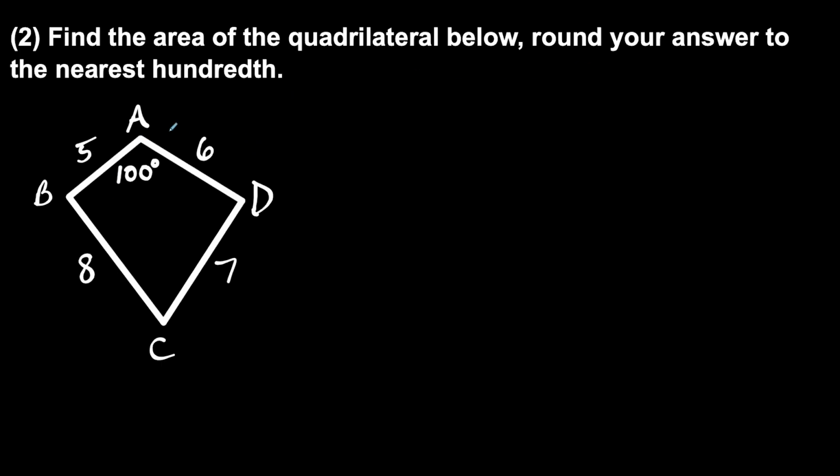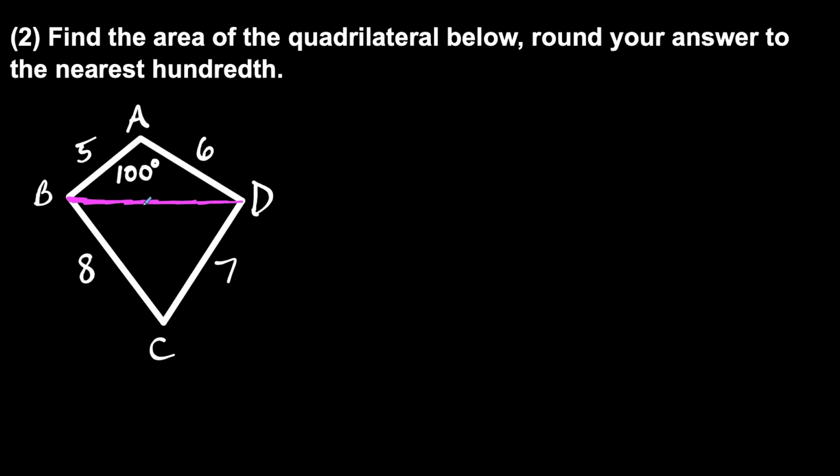So now let's say we have something a little bit wackier like this. We want to find the area of this quadrilateral, and we're rounding to the nearest hundredth. So we know all four sides, and we know one of these angles. So for a question like this, what we could do is draw in this auxiliary line, and we're going to connect BD. And what that's going to do is break this quadrilateral into two triangles.